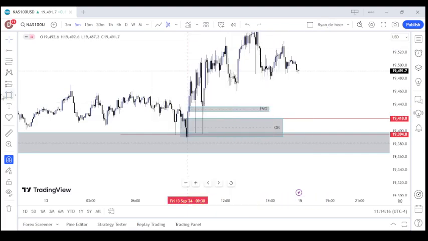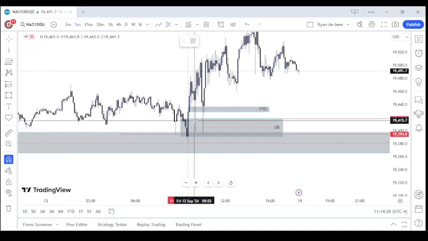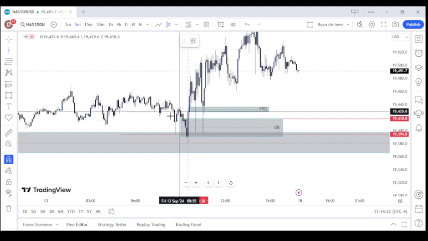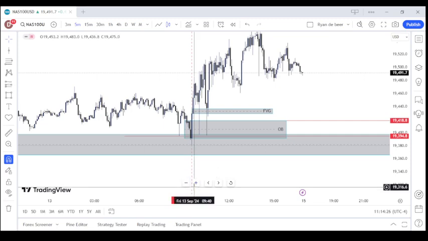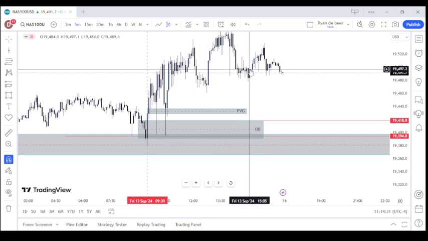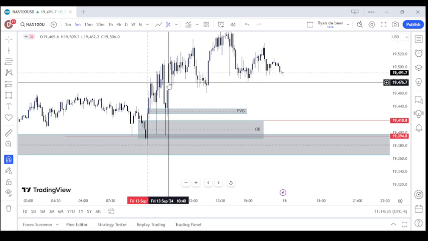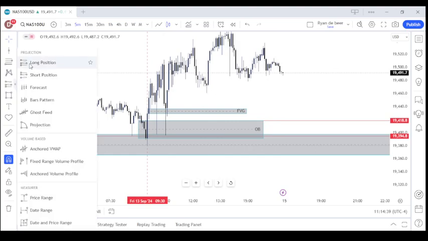Keep in mind, I just want to confirm the times here. Okay, this fair value gap was not formed during 10 and 11 a.m. New York local time, so that would not be part of the ICT Silver Bullet strategy. So it wasn't formed here in the AM session.